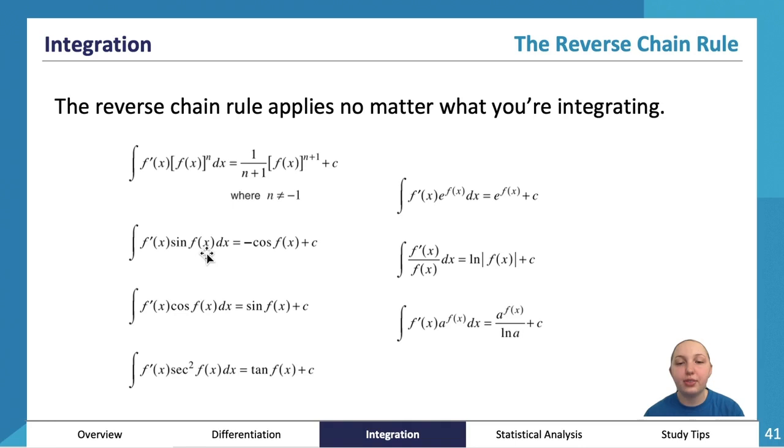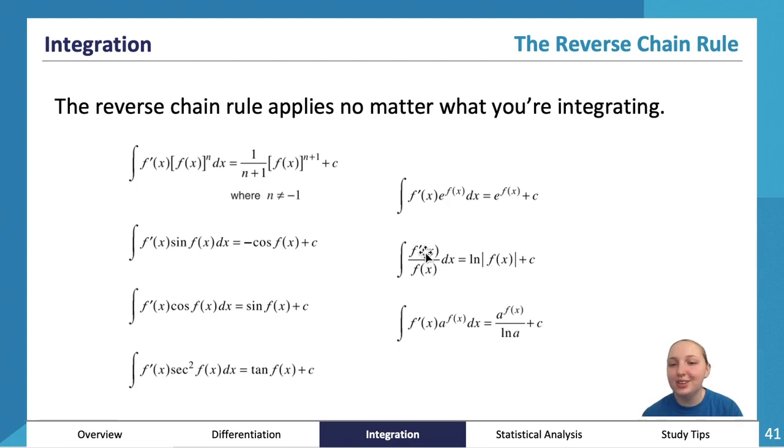We have to make sure that this f(x), its derivative, is already out here. So we've already got f'(x) sin f(x) before we can integrate it to negative cos f(x) plus c. Same deal for your other two trig functions. You've got to make sure that your f(x) has its derivative out here before we can do anything with it. Same thing again with all of these.